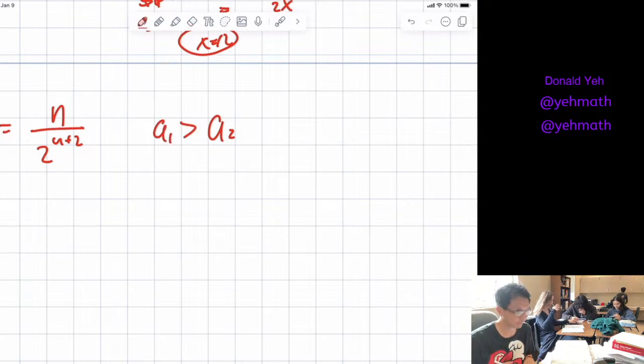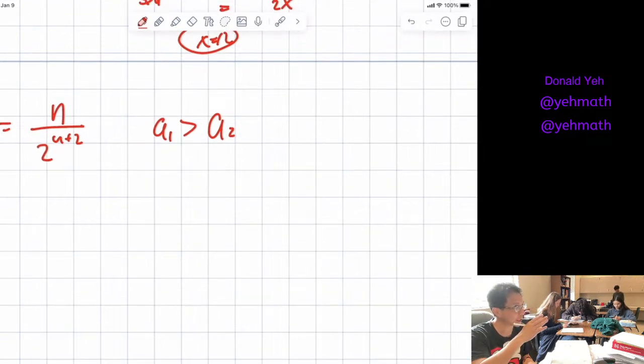1 and 2, no, they're the same. A1 and A2 are the same, and then after that, it's decreasing. So we're going to talk about if it's 1 going to 2 and it's the same, it's okay. But if after that, we said same is okay yesterday. Yeah, but only at the beginning.